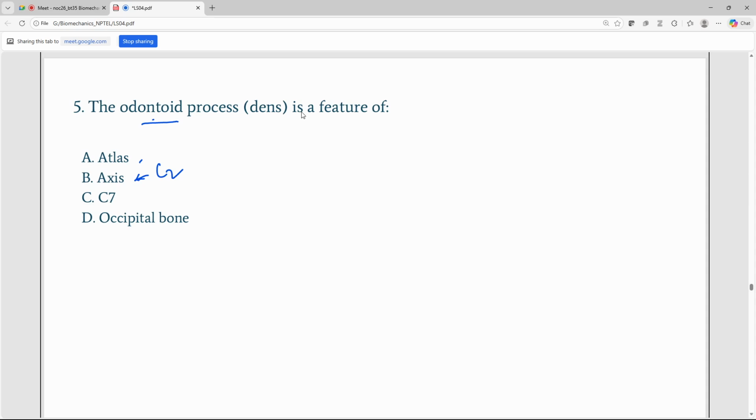This process called the odontoid process is the portion which acts as a pivot for the rotation of C1 or the atlas. So this can also be asked as a question: which bone has the pivotal portion for rotation of the skull?